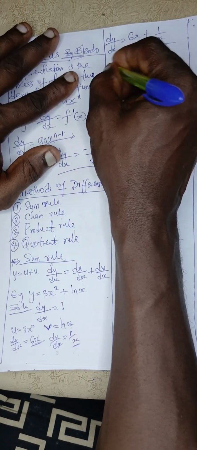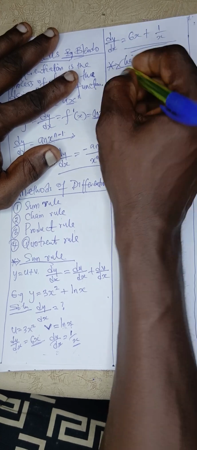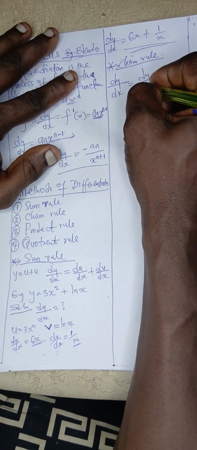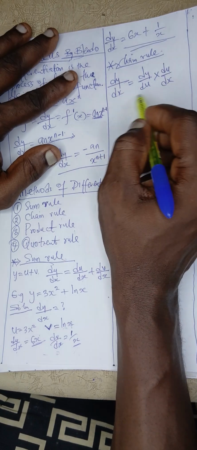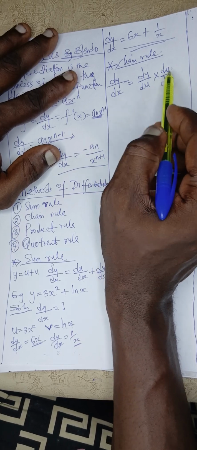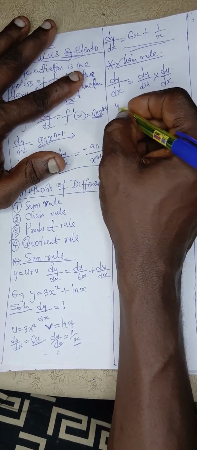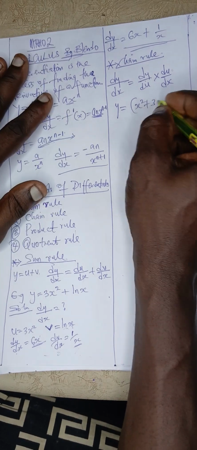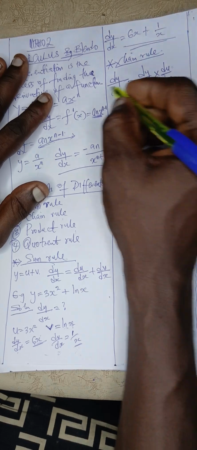All right, let's look at the chain rule. Chain rule is simply dy/dx is equal to dy/du times du/dx. So if you are given a function that is chain rule, you see how it is connected. If this cancels out, everything goes back to dy/dx. So if you are given a question like y is equal to (x squared plus 3) raised to the power of 5, find dy/dx.